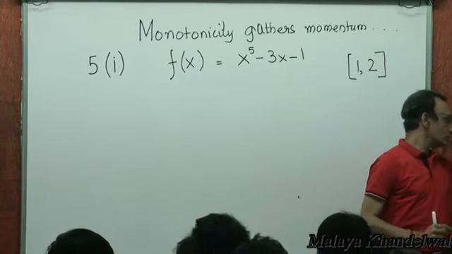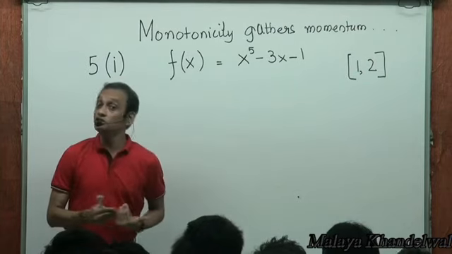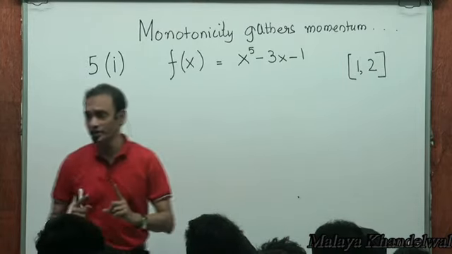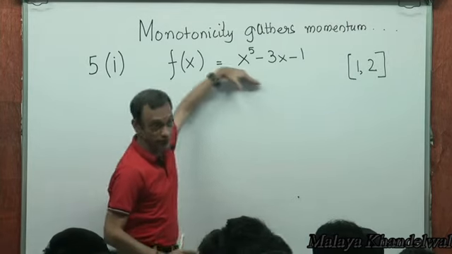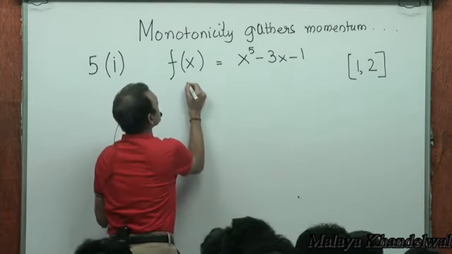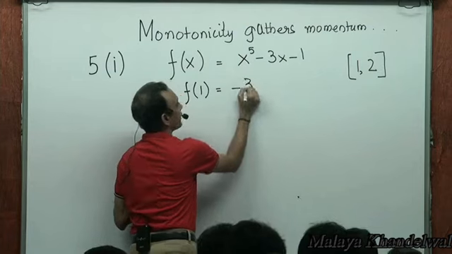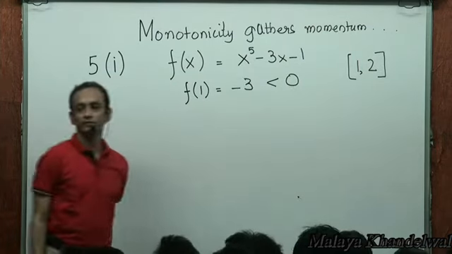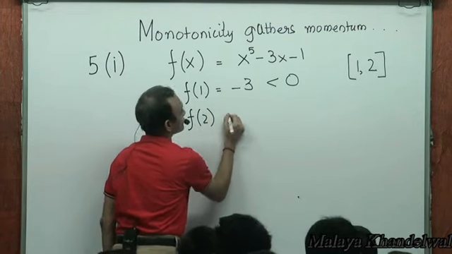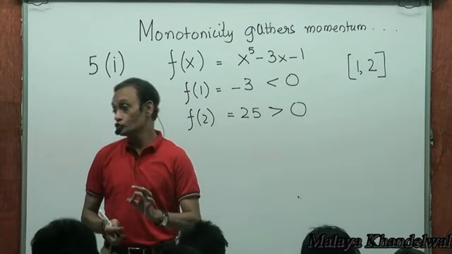Now, first of all, if it changes sign in the interval, then one root is guaranteed, right? It's a continuous function. Polynomials are continuous everywhere, so in the interval 1 to 2, it's continuous. Now, f(1) is minus 3, which is negative. f(2), how much? 25, positive. So for sure, it changes sign in the interval 1 to 2. So one root is guaranteed.